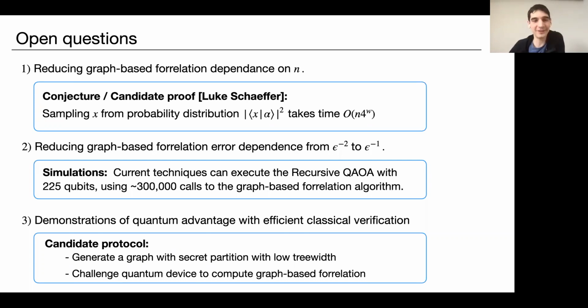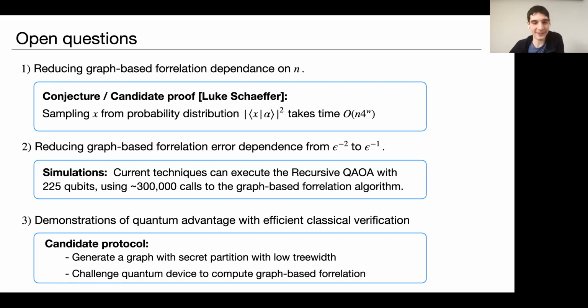And so for the second open question, the question is whether or not you can reduce this 1 over epsilon squared dependence to something that looks like a 1 over epsilon dependence. We actually did quite a bit of work in this paper on simulating and implementing this algorithm in practice. And it seems like this 1 over epsilon squared dependence is really the thing which is killing us for these applications. So if we could reduce that, that would really be great.